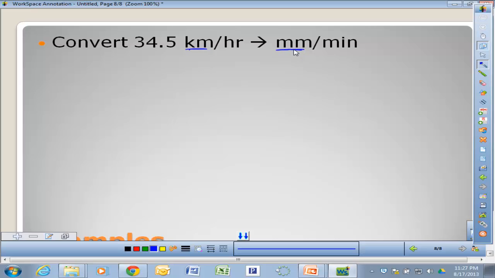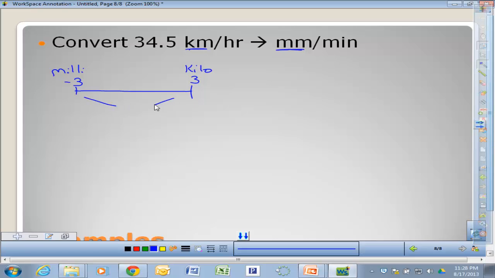Okay, so we've got milli. Milli, the exponent is a negative 3, or 10 to the negative 3. Kilo, that's going to be 10 to the 3rd. Okay, so the distance between them is 6. Again, when I look at my prefixes, kilo is bigger, so it's going to get the 1. The bigger of the two prefixes gets a 1. The smaller of the two prefixes always gets the positive power of 10.